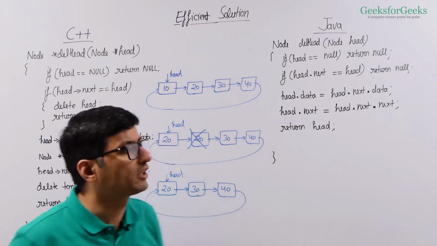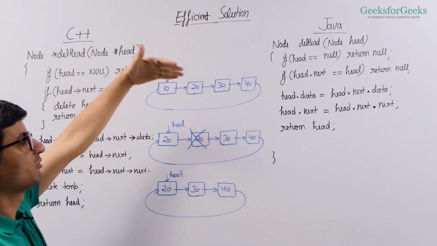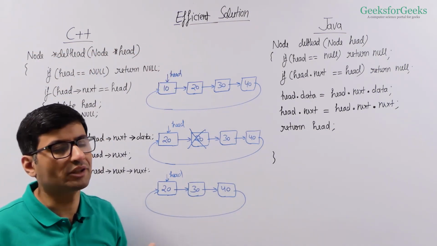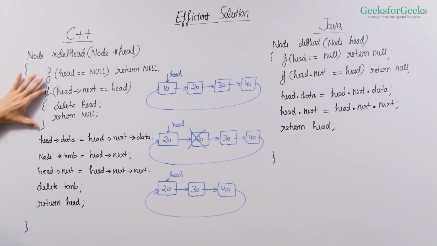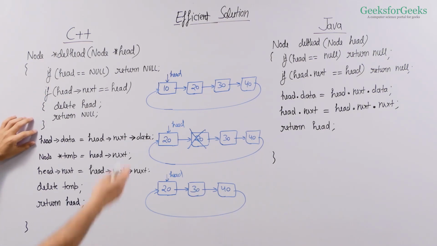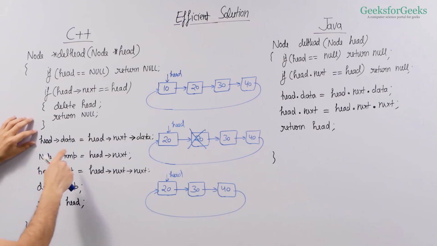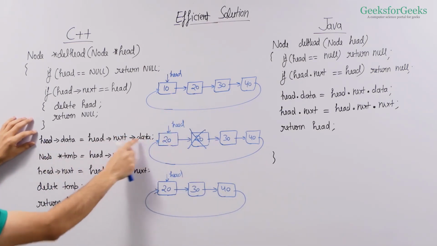Let's now take a look at the complete implementation. If you see the C++ implementation, it's slightly lengthy compared to the Java implementation because we need to take care of memory deallocation. Let's now go step by step. We have a corner case. If head is null, we return null. If there is a single node, then we again have to deal with null. We need to make the head null. So we delete the head and return null. And in all other cases, like this case, what are we doing? We are simply copying the next data, 20, to head. That's what we do here.